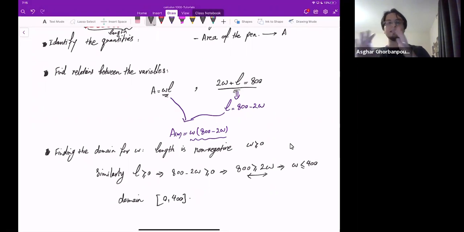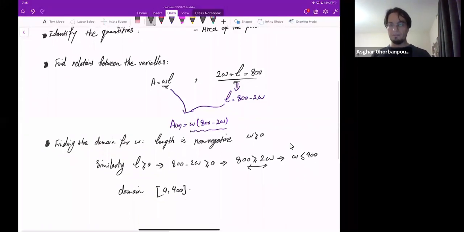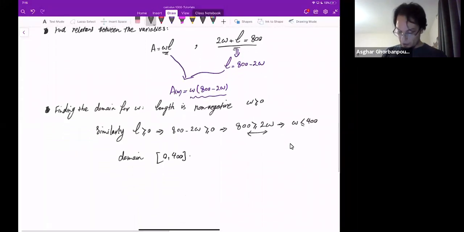By doing that, now we are free from the words. We have a mathematical problem in hand, and we are trying to maximize A(W), which is this number. By the way, I can simplify that. I can multiply this inside. So minus 2W squared.